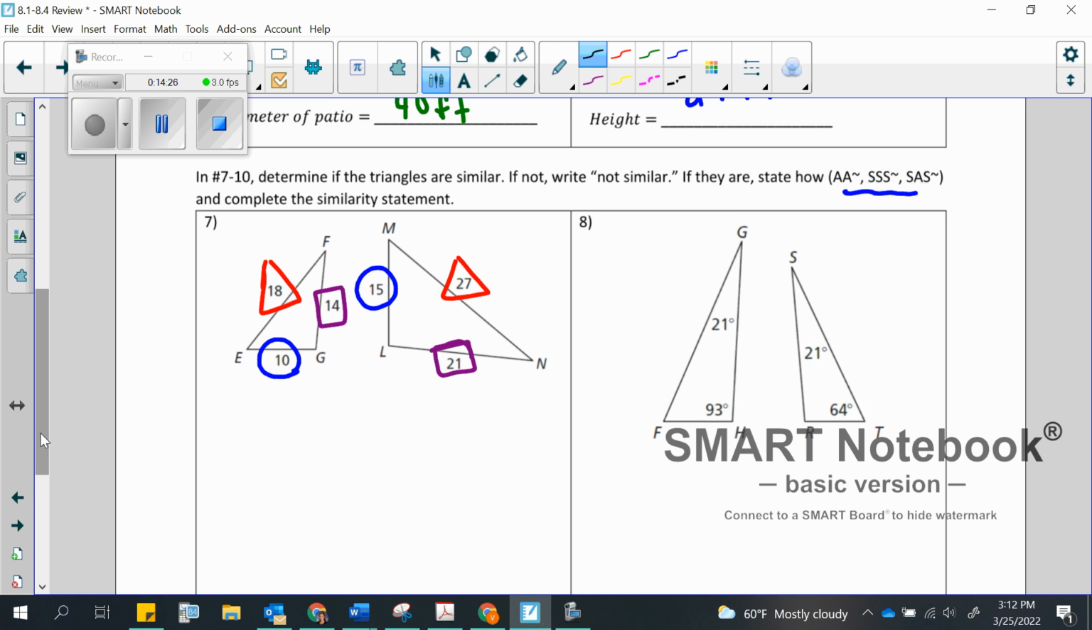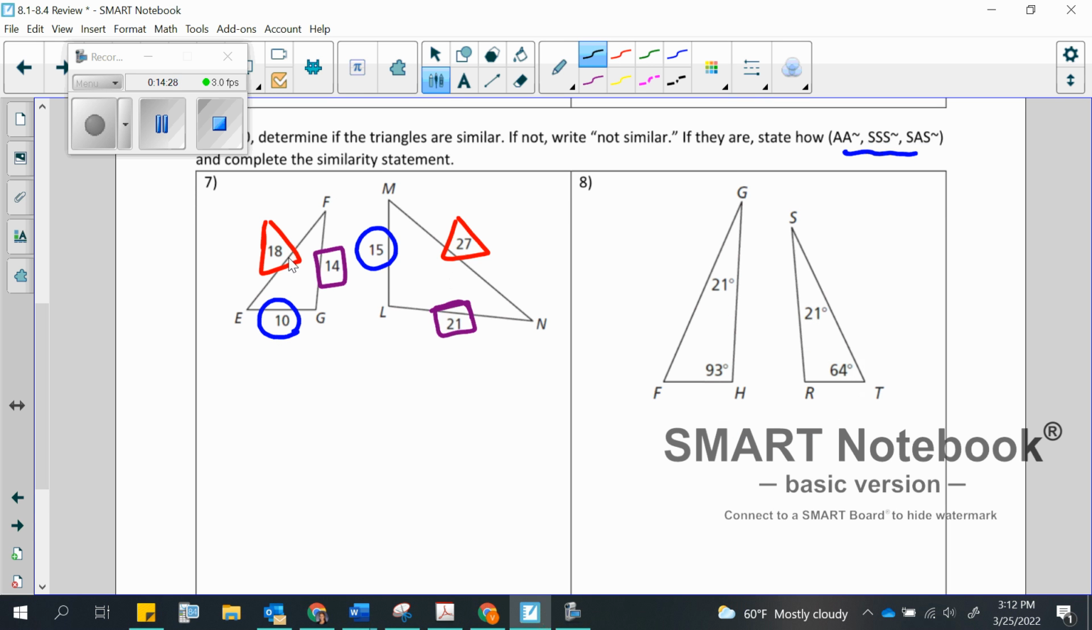So now we are going to set up proportions, and we're going to see whether all these proportional sides, when I divide them, equal the same value, the scale factor. So we're going to divide the 2 sides. We want to see, does 10 over 15 equal the same thing as 14 over 21?